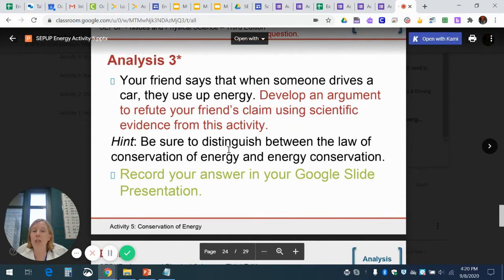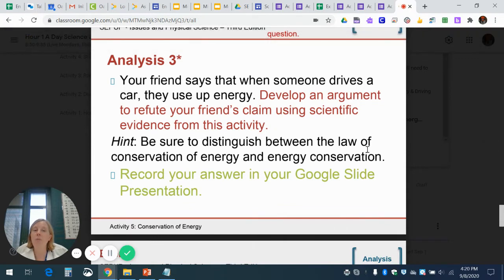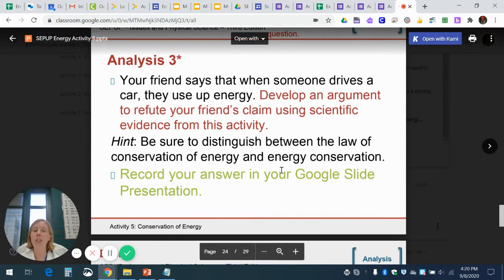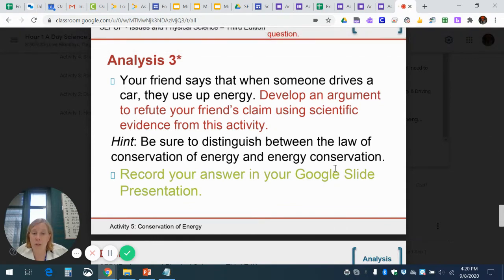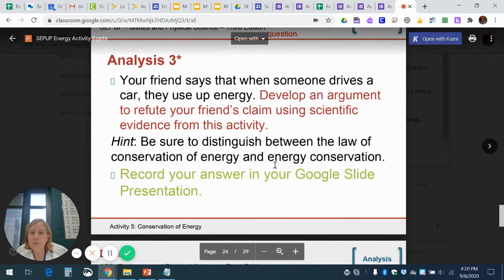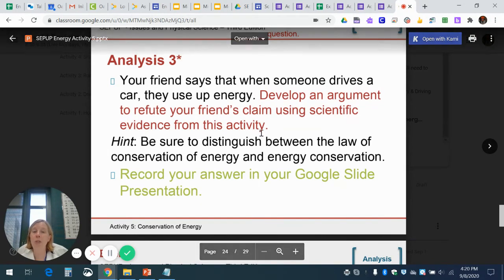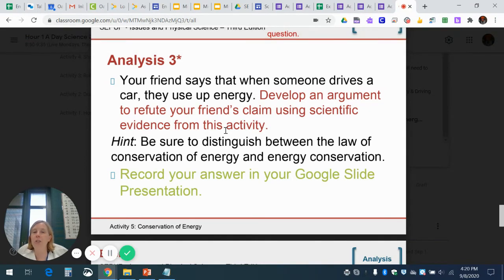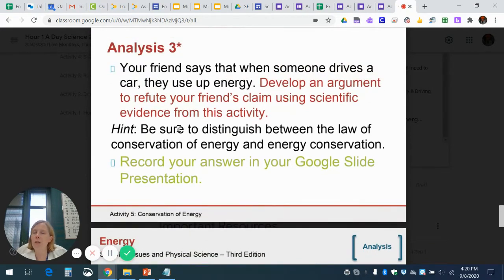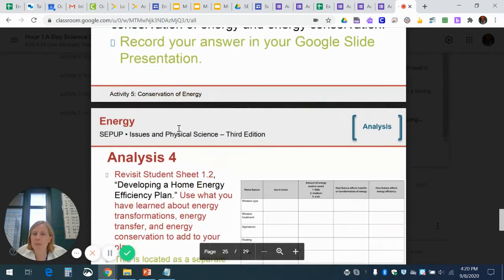So you want to make sure you tell the difference or distinguish between the law of conservation of energy and energy conservation. So in other words, that last section. So when it says develop an argument, that means that you're writing a paragraph. So you need to write several sentences to explain that when someone drives a car, they are in fact not using up energy. Okay? If you thought they were, you need to go back and reread the article.